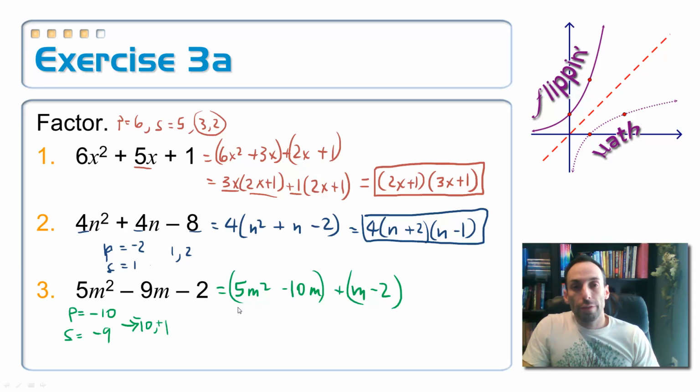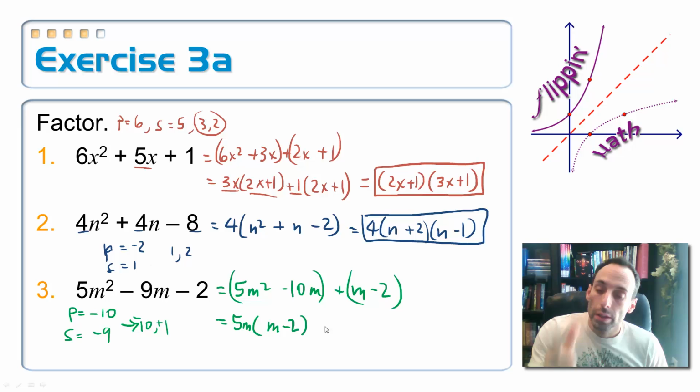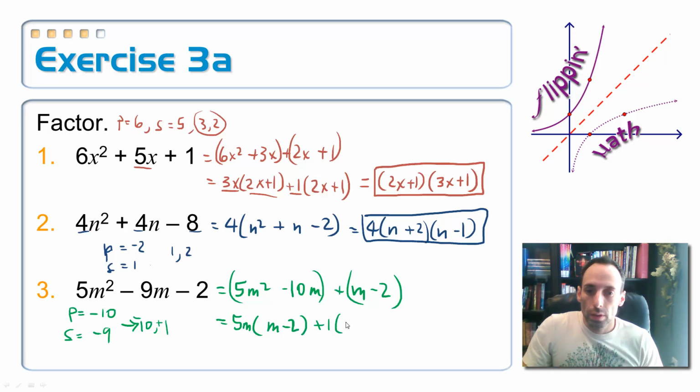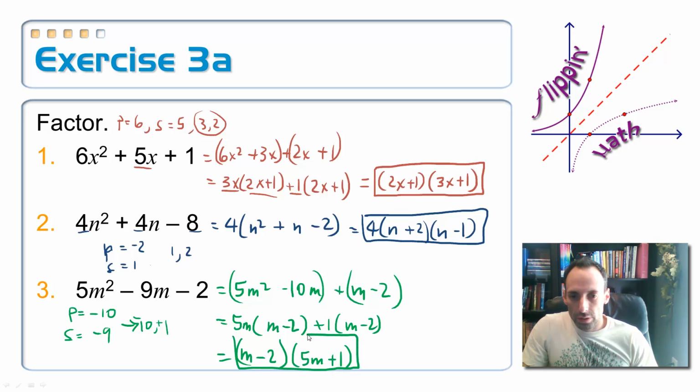Okay, so now factoring this by grouping, I can pull out a 5m from the first one, and it's going to be m minus 2. And look, m minus 2 is what's in the second set of parentheses. So what is it that I'm going to pull out? That's right, plus 1. So m minus 2. So we have a common factor of m minus 2. We pull that out, and what's left behind is 5m plus 1. And I've just factored that one by the AC method. There we go.